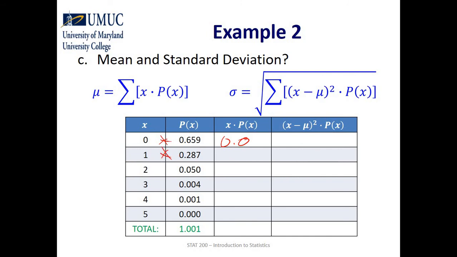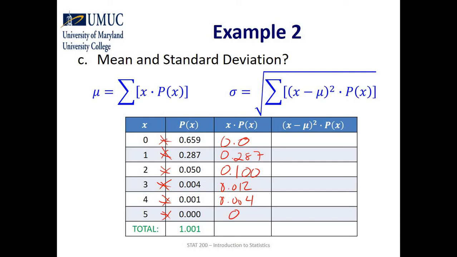Now this one we can also probably do fairly quickly. 1 times 0.287 is going to be 0.287. Two times 0.050 is just going to be 0.10. That one's also fairly easy. Actually, these are all pretty easy. 3 times 0.004 is just 0.012. 4 times 0.001 is 0.004. And 5 times 0 is just 0.